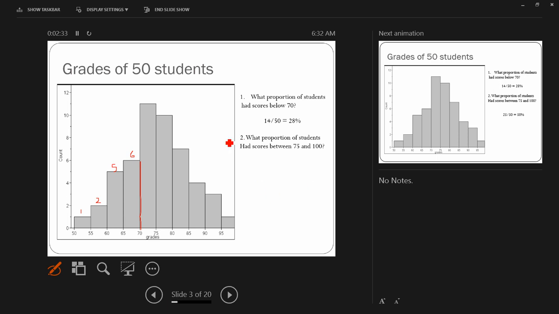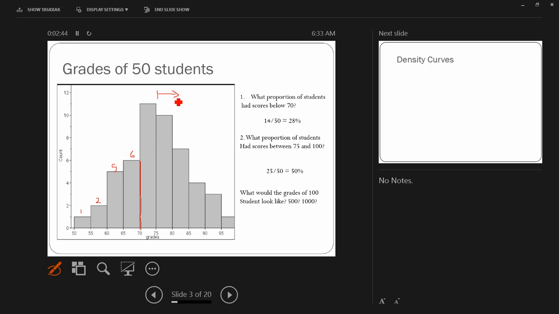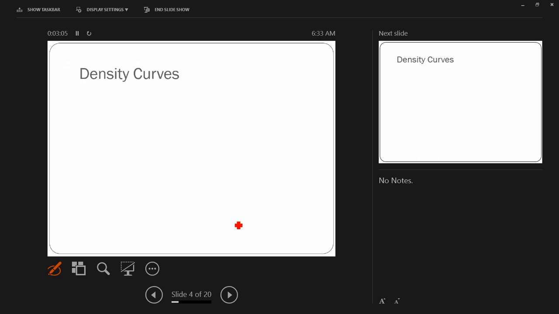Same thing if we did 75 to 100. We're going to start there and work our way up. Again, if we count the height of each bar, we'd end up with 25 out of 50. Now, as we would add more students, this is a pretty common shape that a lot of us are familiar with, like a bell curve, but with some variability in the curve. If we added more and more students, this thing's going to look more and more like a bell curve. That's an important phenomenon as we keep moving.